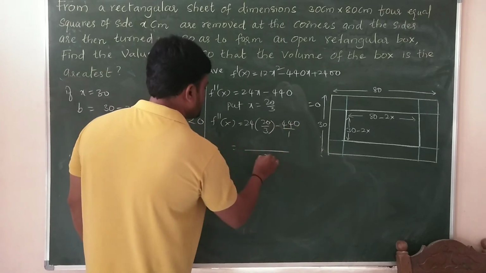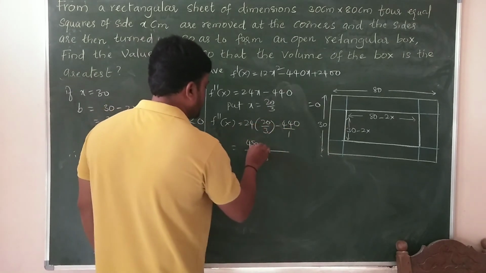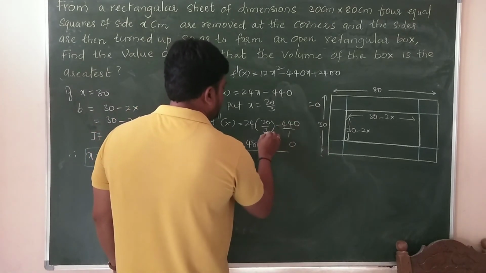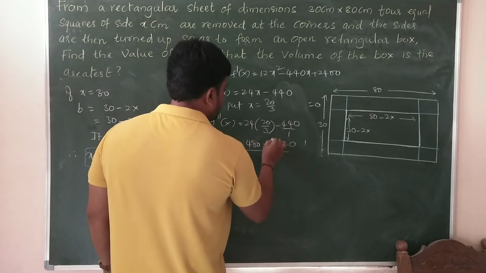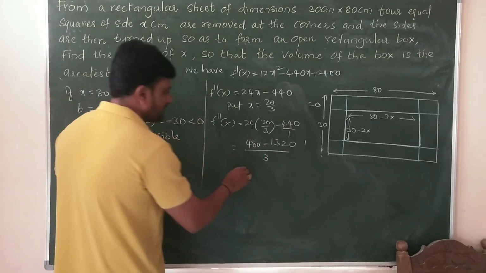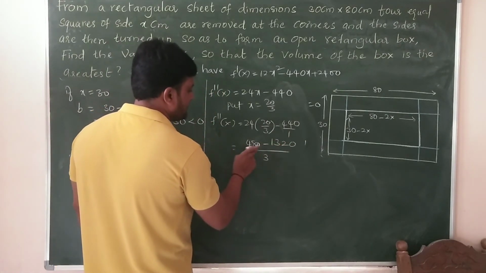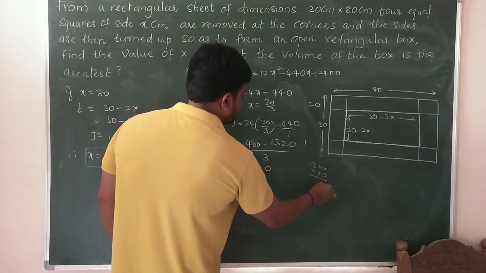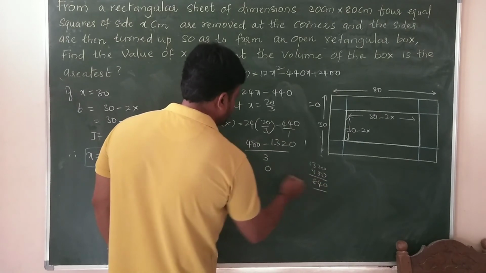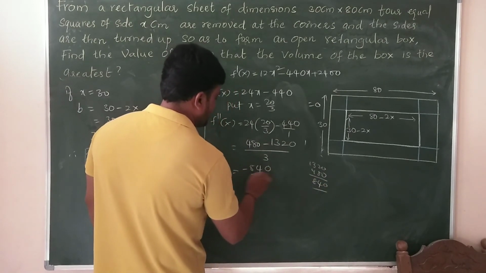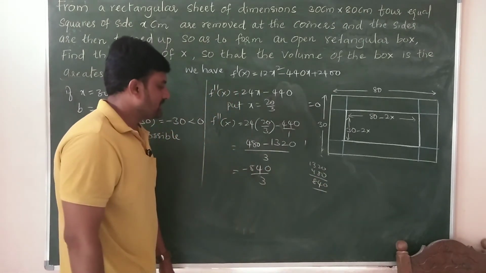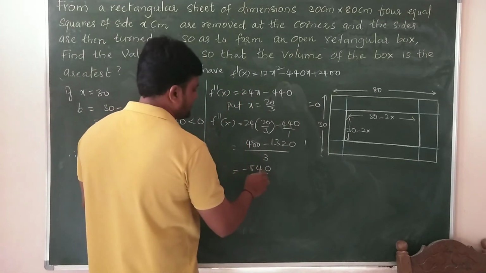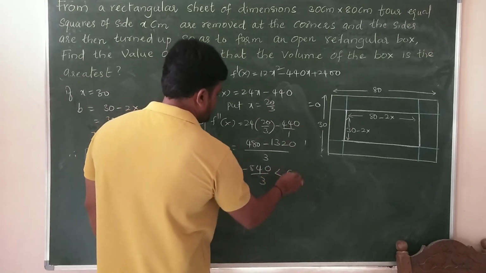Now 3 is the LCM. 24 into 20 is 480, minus 3 into 440, so it is 480 minus 1320 by 3, which is minus 840 by 3. Definitely it is negative, no need to simplify it further. It is less than 0.